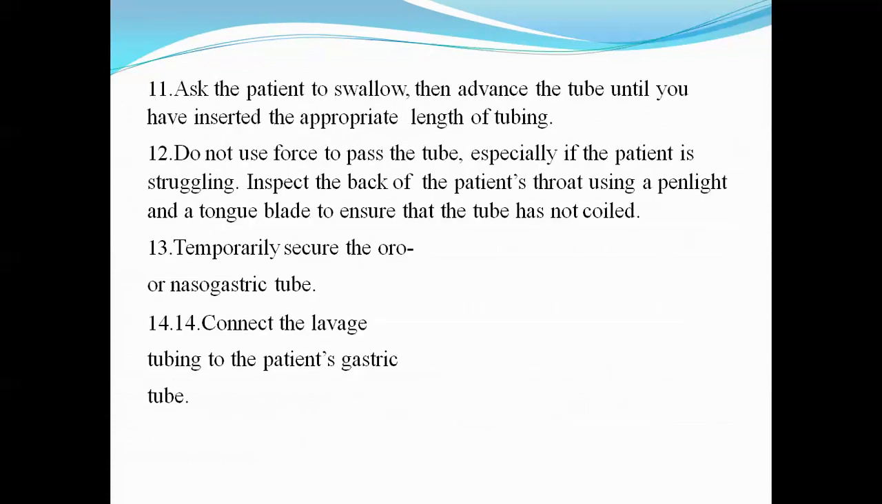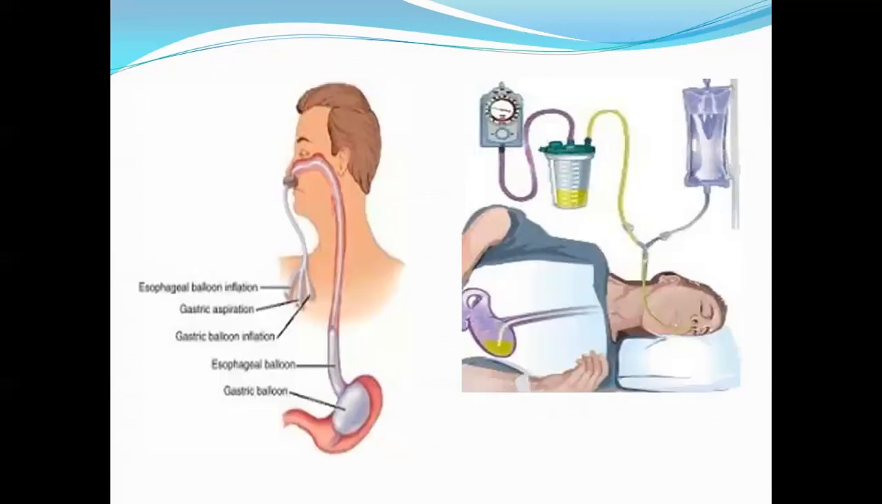Ask the patient to swallow. Then advance the tube until you have inserted the appropriate length of tubing. Do not use force to pass the tube, especially if the patient is struggling. Inspect the back of the patient's throat using a penlight and tongue depressor to ensure that the tube has not coiled. Then connect the lavage tube to the patient's gastric tube. This shows esophageal balloon insertion, gastric aspiration, and gastric balloon inflation. Now the esophageal balloon and gastric balloon.